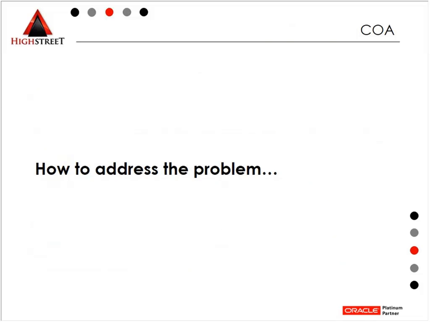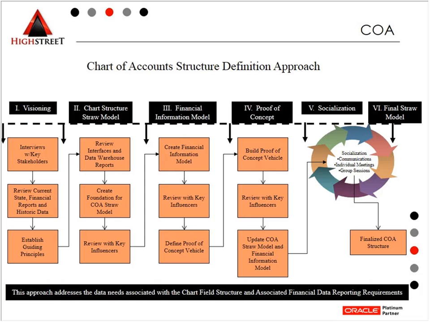Okay, so now we've talked about ways that you can recognize that there is a problem. Let's talk about how to solve the problem. So this is a very content-rich slide, and it has a lot of information about the whole process for chart of accounts design that we perform at High Street. But it's really very simple. It's really all about communication.